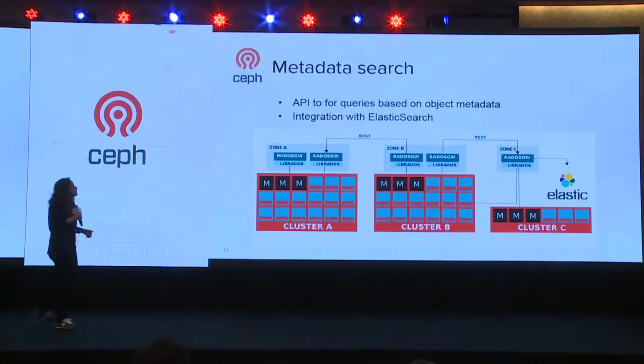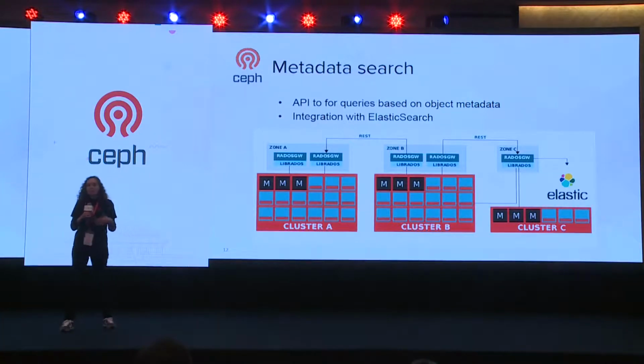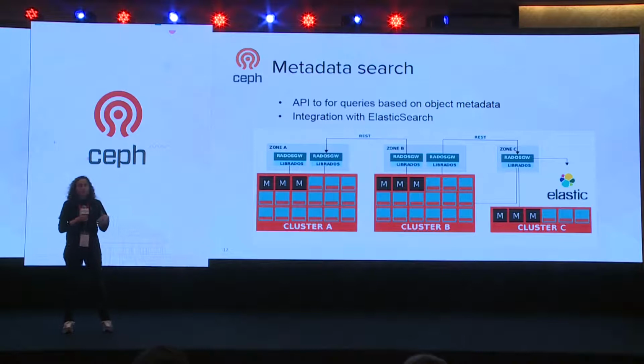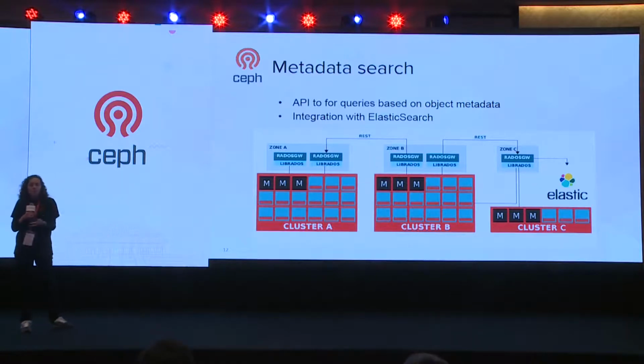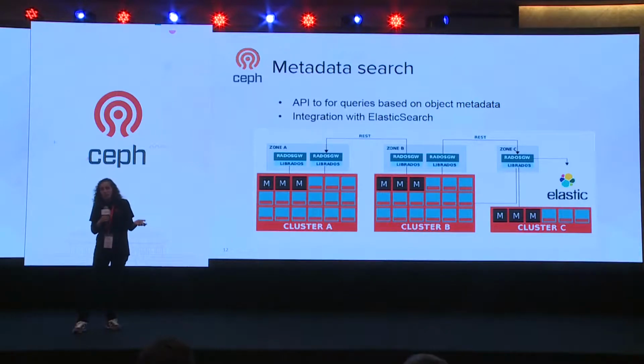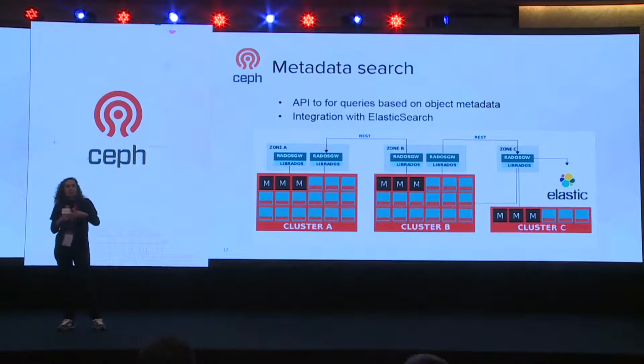Also new in Luminous is metadata search. We have the user metadata, but users want a list of all objects that have those metadata. If I talk about photos, I want a list of all my photos that have my daughter in it, so I can create an album. Or maybe I want a list of my photos for some trip. This is what metadata search is for.